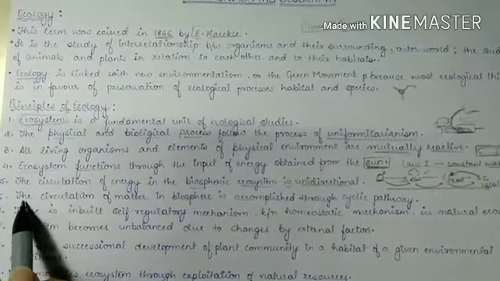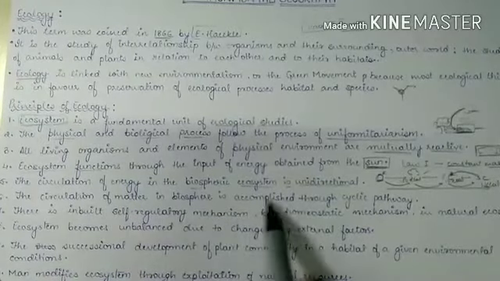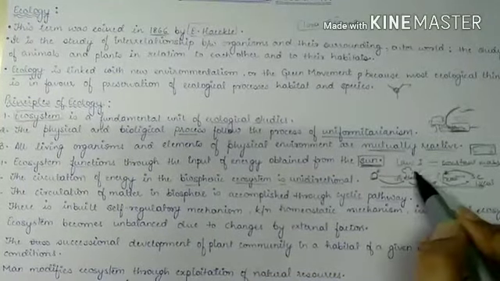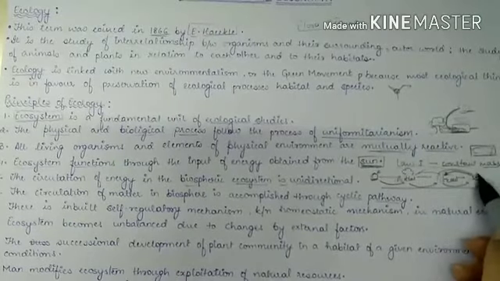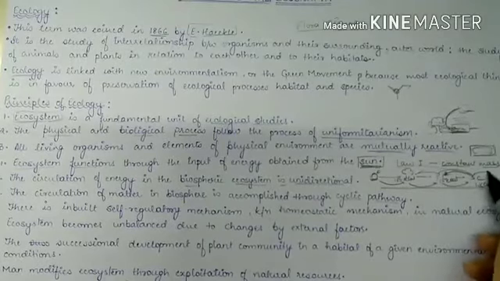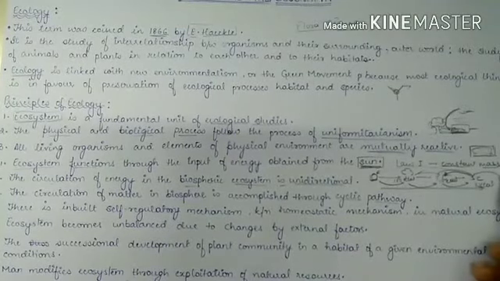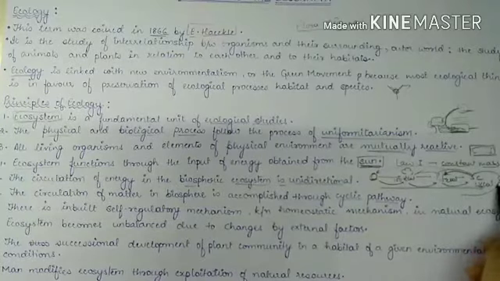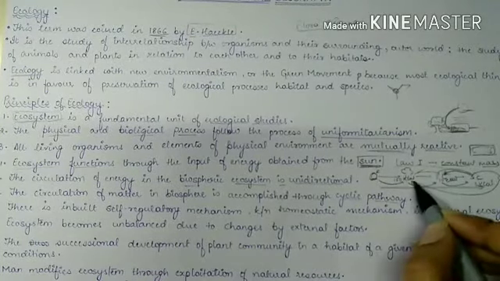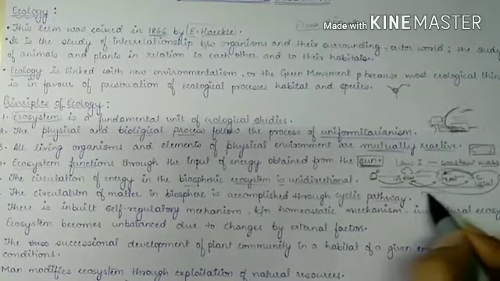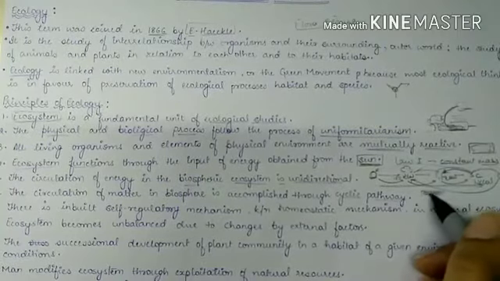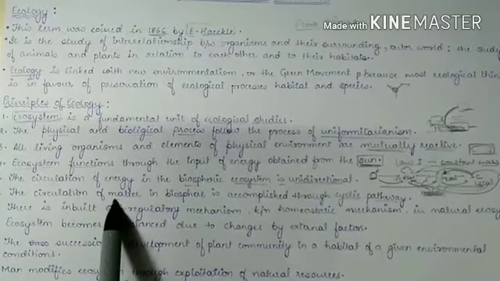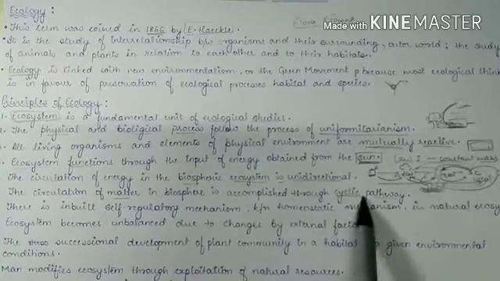The next principle is that circulation of matter in the biosphere is accomplished through a cyclic pathway. See, plants give food to the primary consumer, then the secondary consumer, who have parasites, so they consume the food. Then we have saprophytes, which feed on dead and decayed organisms. These dead and decayed organisms are digested by saprophytes and mixed in the soil. The soil has the nutrients on which the plant grows. Now this process is cyclic.